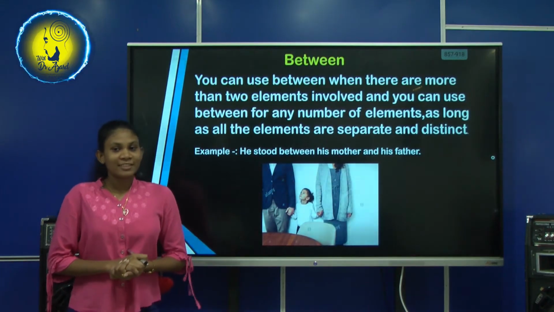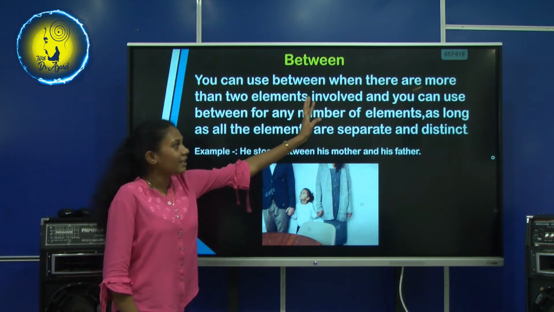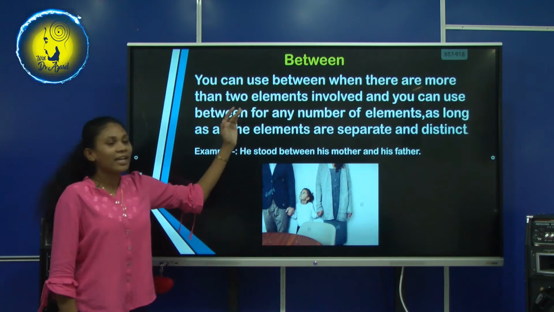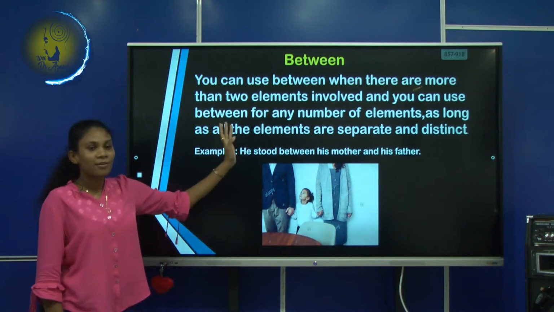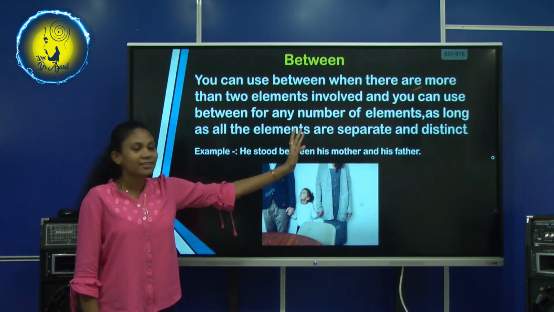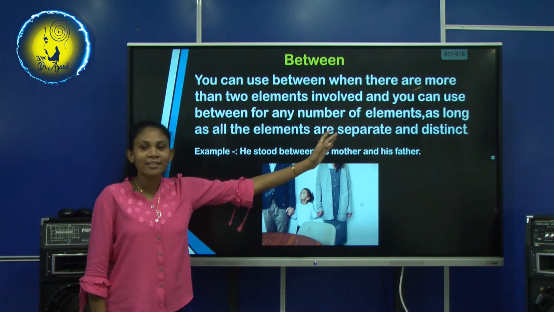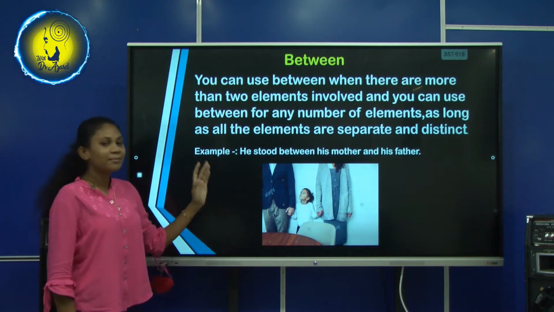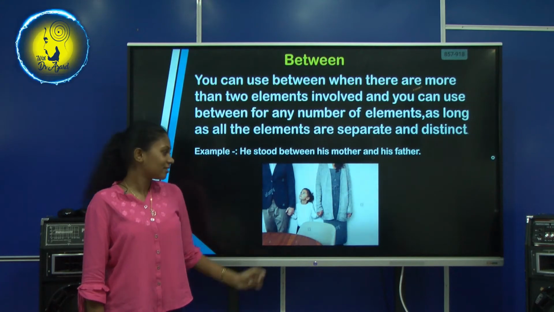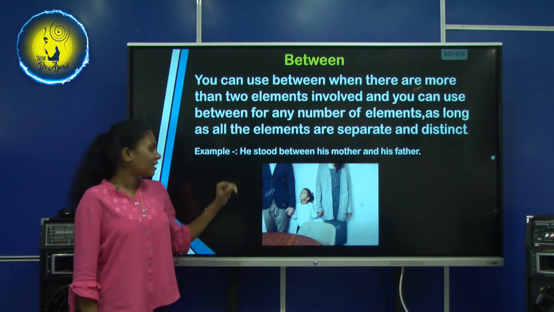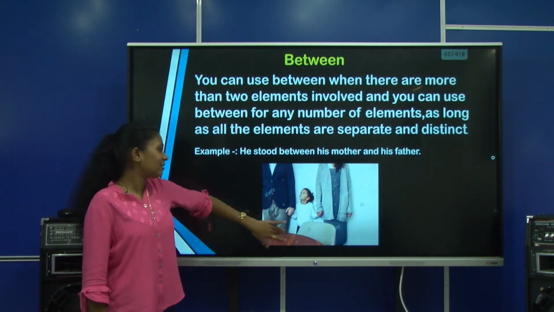Our next preposition is between. You can use between when there are two or more elements involved, and you can use between for any number of elements as long as the elements are separate and distinct. For example, he stood between his mother and his father. Where is the baby? The baby stood between his mother and his father.